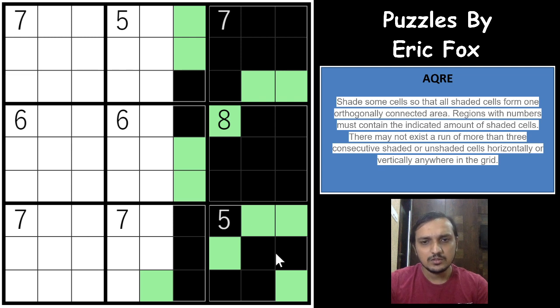So which means that this cell would have to be shaded now. And okay, anything else we are missing here? It's a really good puzzle, I would say.